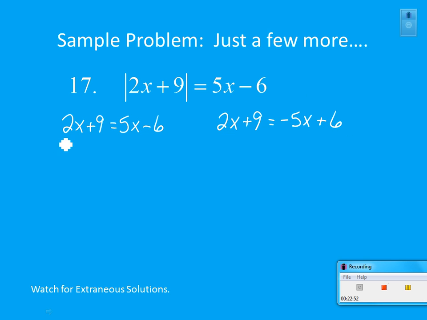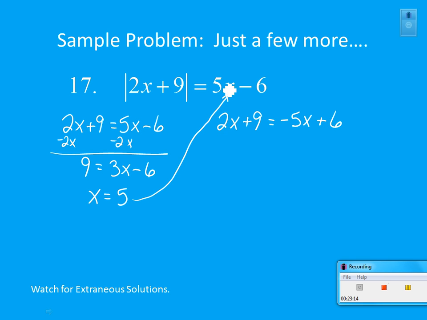Now solve it. So I'm going to go ahead and get the x's on the right on this one. So I got 9 equal 3x minus 6. I'm going to add 6 and get 15. Divided by 3, I'm going to get 5. I'm going to peek at it real fast. If I plug 5 right there, I'm going to get 25 minus 6 is 19. And it's positive, so that's good. 2 times 5 is 10, plus 9 is 19. My numbers match up. I know that's a very good answer.